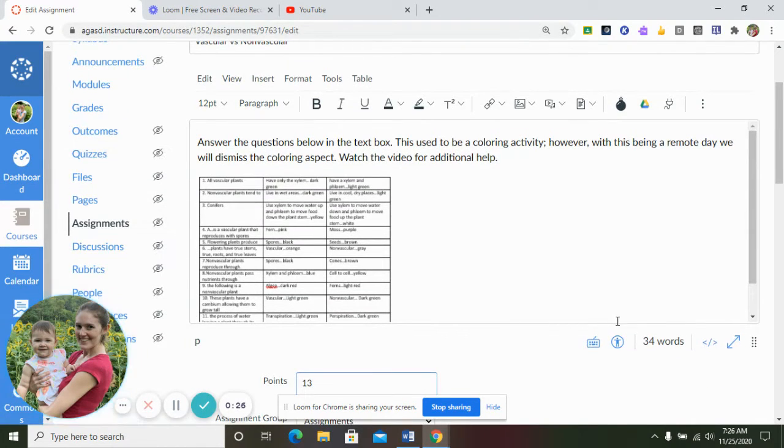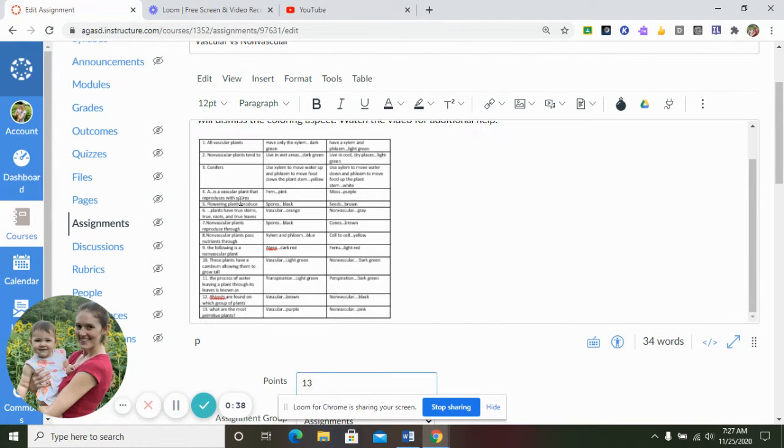You can do this in the text box below. You can just tell me which one you picked for number one. So that's why you'll see these colors down here, like it says green or light green. You can dismiss the color part of it and just answer the questions. So we're filling in the sentence here.